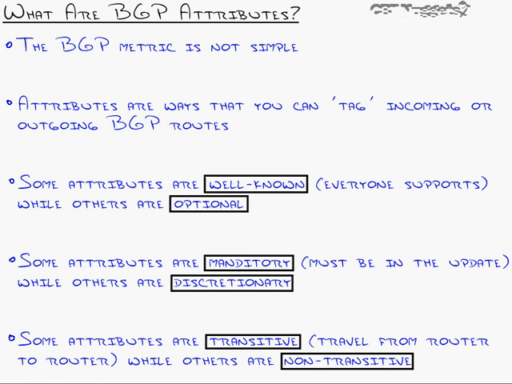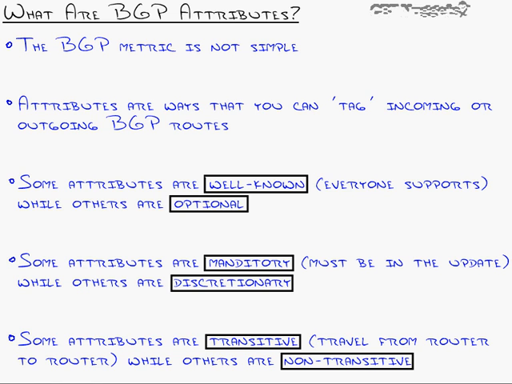So maybe I put my tags on the route, but a non-transitive attribute would be a tag that stays within my organization, meaning maybe I'm an ISP and I tag certain routes this way so that I can deal with them later in a certain way, but I don't want other people to see those tags. Whereas the transitive attributes that we have in there will follow the route everywhere.